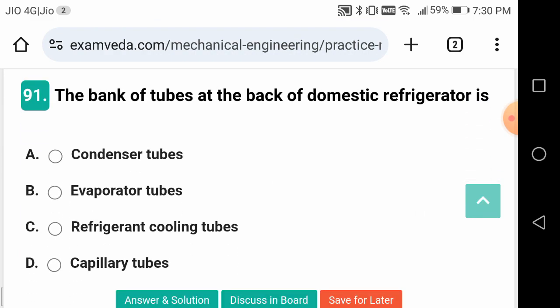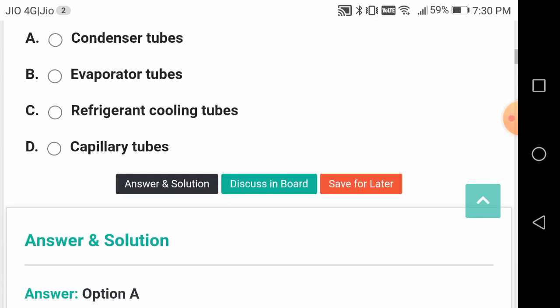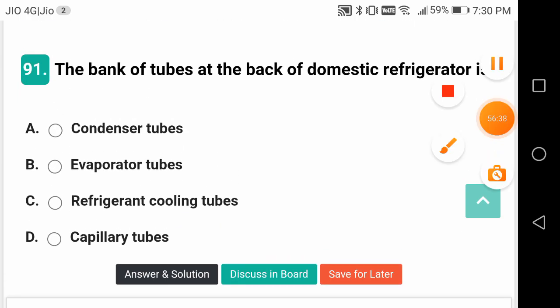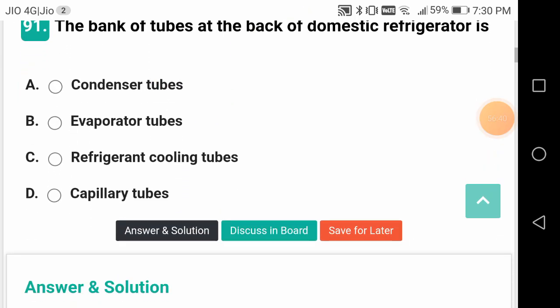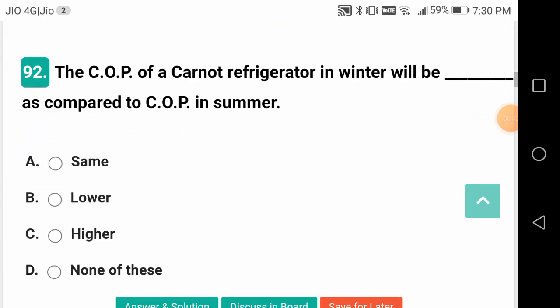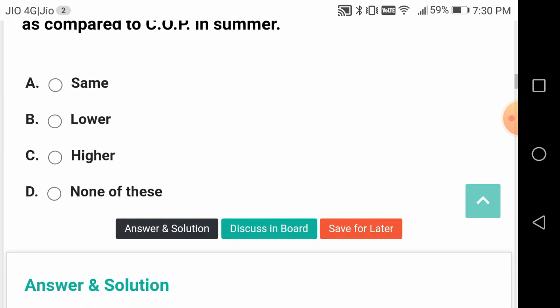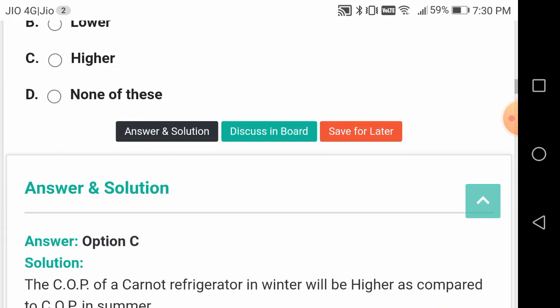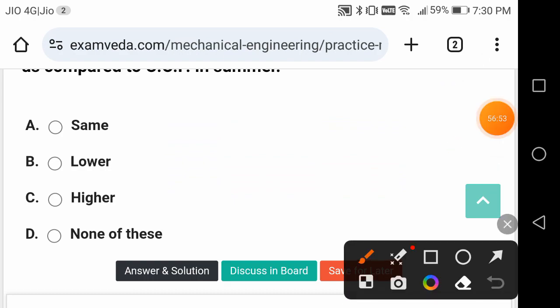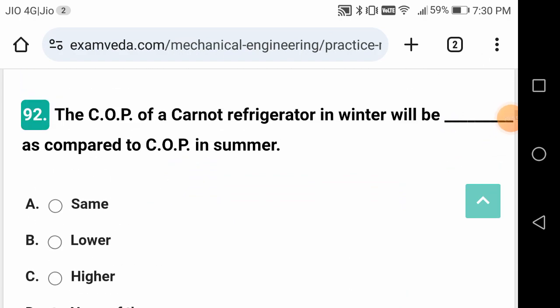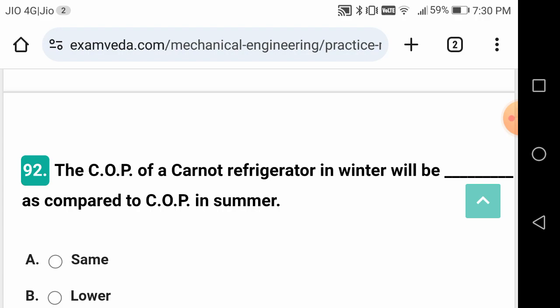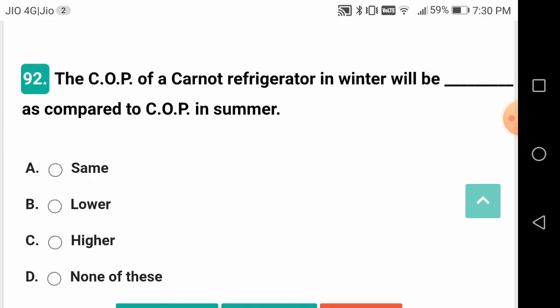The bank of tubes at the back of a domestic refrigerator. This is a good question, friends, mostly asked in many of the examinations. Condenser tubes. The COP of a carnot refrigerator in winter will be what as compared to summer? It should be higher.